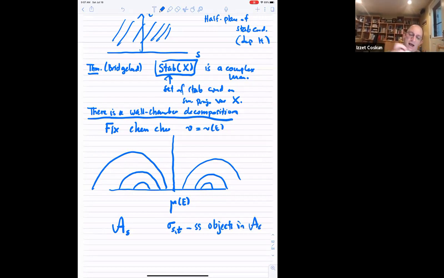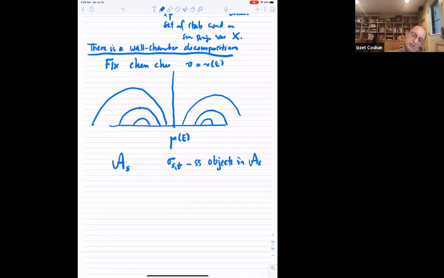And then you see, if you stay within a chamber, then the set of semi-stable objects is not going to change. Occasionally you will hit a wall where some objects get destabilized and potentially some objects become stable, so there is a change. Then you go to another chamber, and in that chamber, again, the semi-stable objects stay the same. So in a chamber, the sigma semi-stable objects in A_S remain the same.